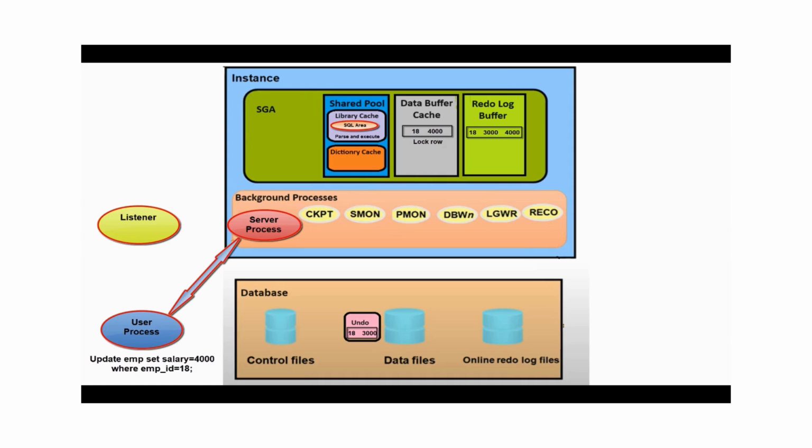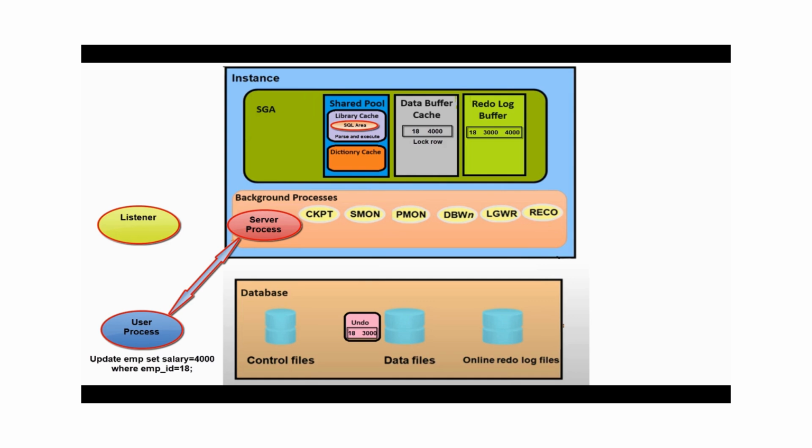If he does a rollback, the modification is undone. The old value is returned from undo to the buffer cache. We do not need to make any changes to the redo log buffer. The server process sends a message to the user that the rollback was successful.